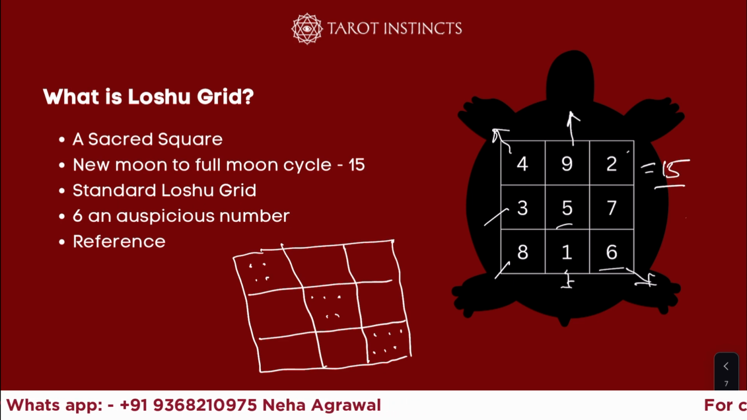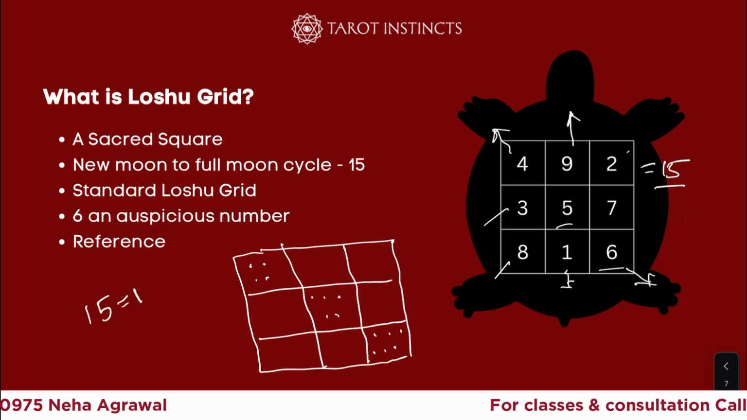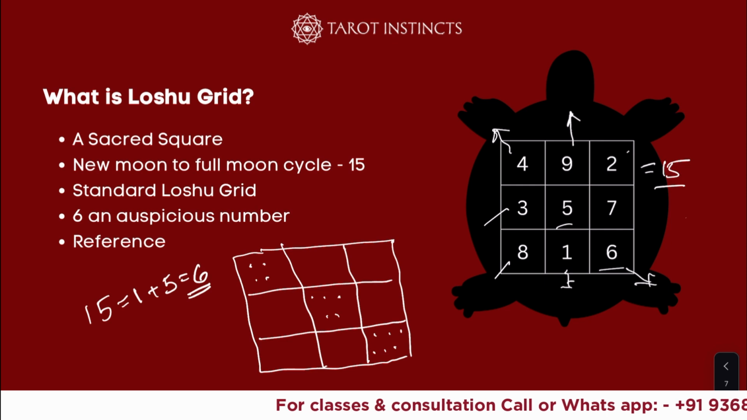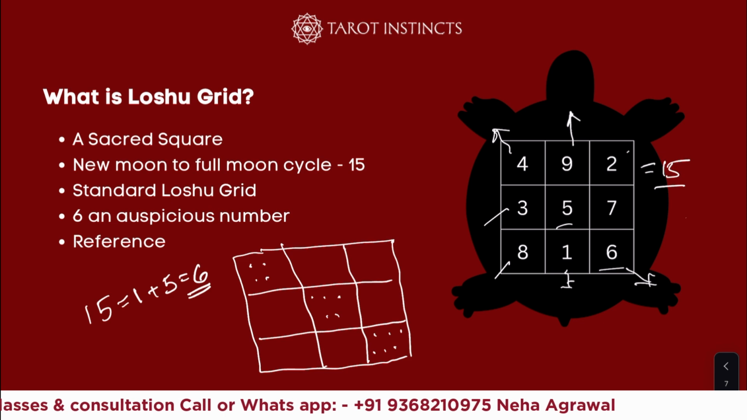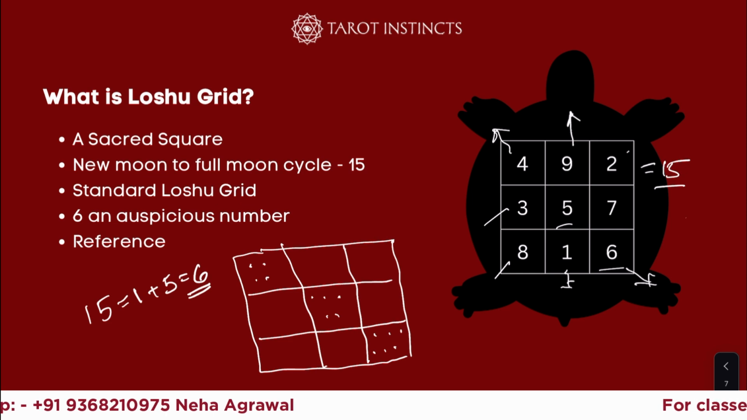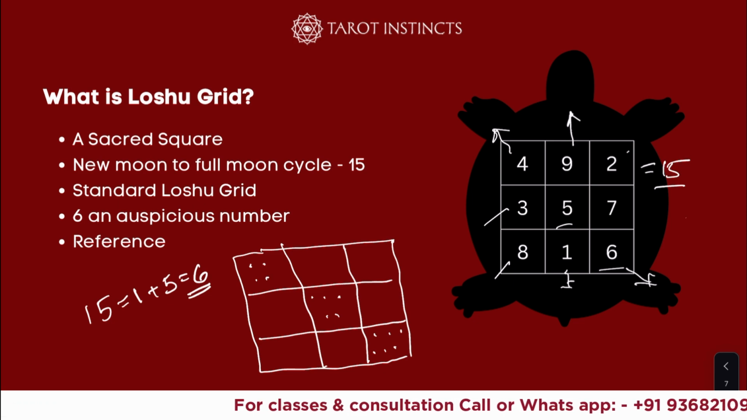So when this 15 is added up, 1 plus 5, it gives the number 6. I have told you in the previous chapter that number 6 is also considered very auspicious and a fortunate number for them, especially when it is related to business or finances.